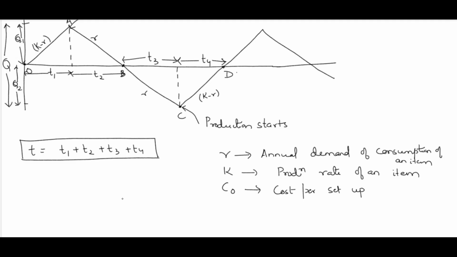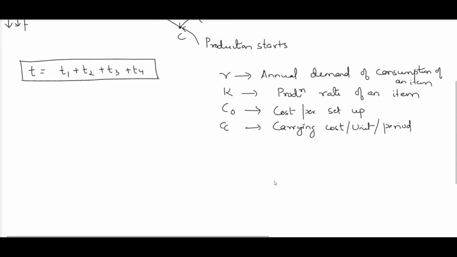Then CC, we know CC is the carrying cost per unit per period, maybe year, usually we take year if nothing is mentioned, and P is the cost of production per unit.